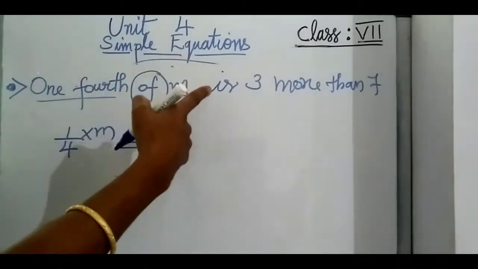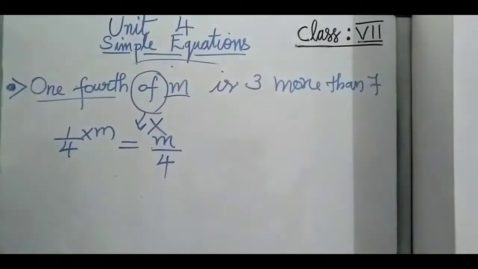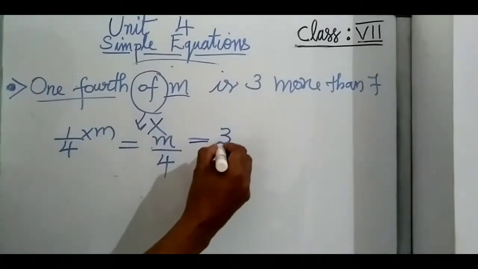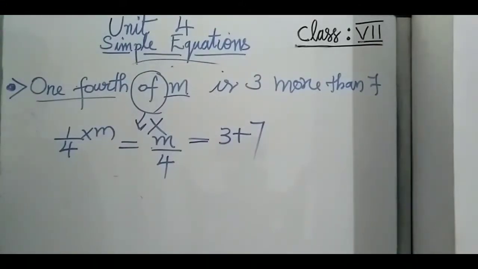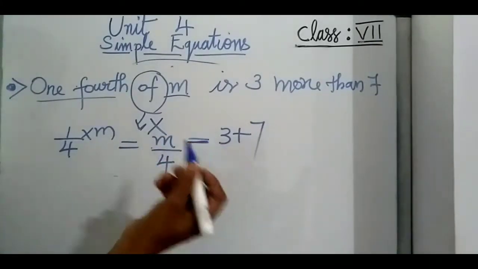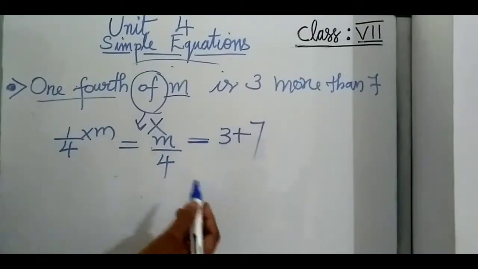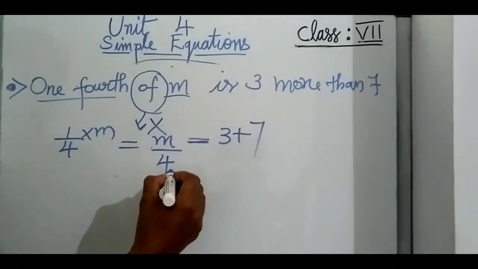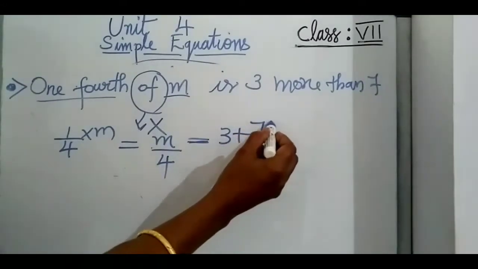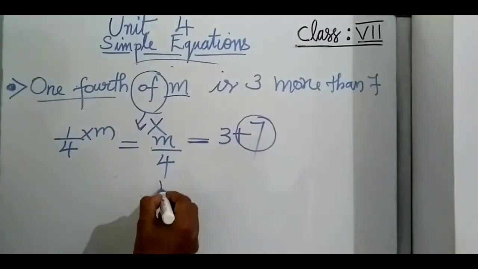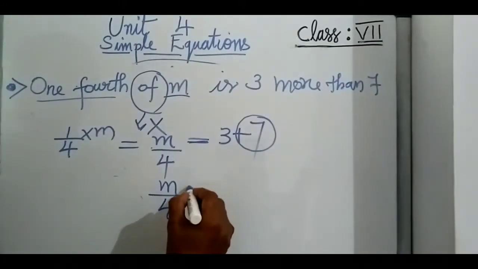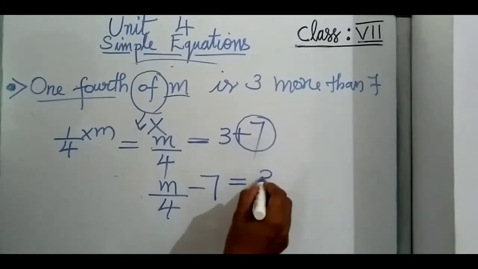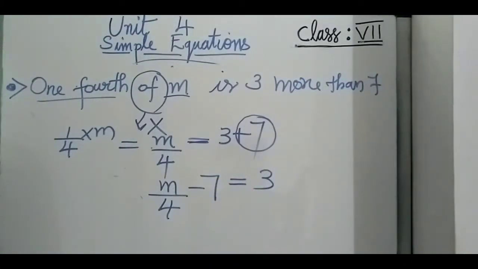1/4 of m is 3 more than 7, so we can write the equal sign. 3 more than 7 is 3 plus 7. We can change the expression into a standard form. I will change the expression like this: m/4 minus 7 equals 3. m by 4 minus 7 equals 3.